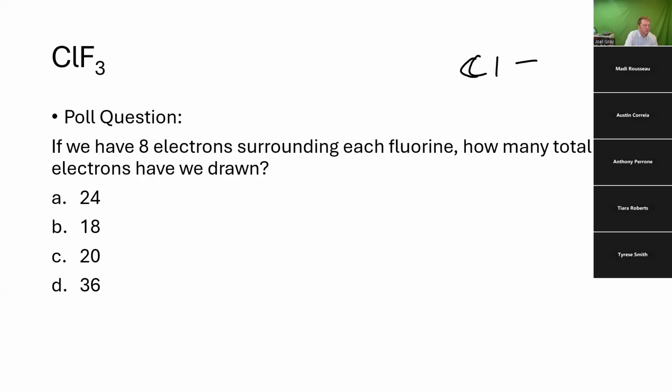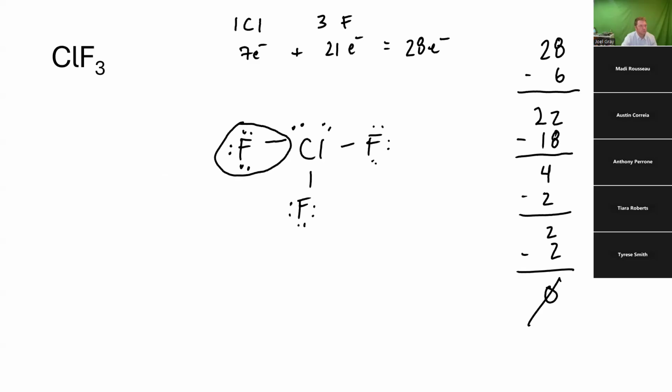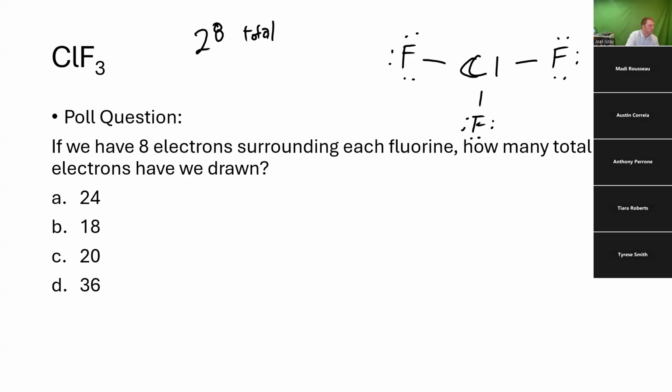Cl, F, F, F, boom, boom, boom, boom, boom, boom, boom, boom, boom, boom. We had 28 total to draw. At this point in time, without drawing any lone pairs of electrons, how many have we drawn? Well, we did that math. We've drawn 24. Hey, 24 electrons have been drawn.